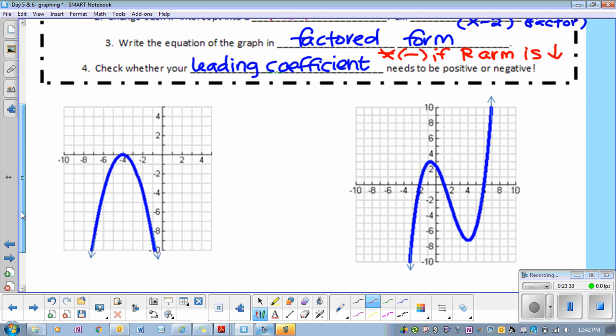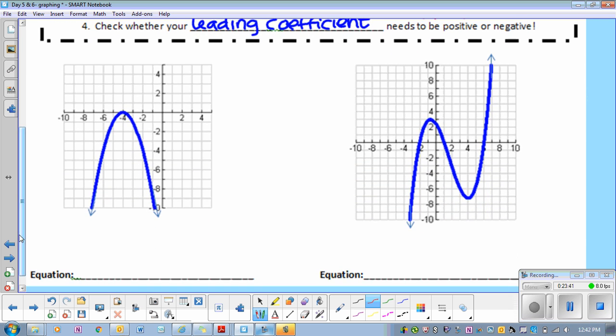All right, so let's take a look at these two. So this one. This is what I'm going to do. Let's go and get our x-intercepts. Looks like it's right here, yeah? Okay, so I'm going to tell myself x equals negative 4. But it bounces off. So this is a times 2 situation, so x equals negative 4, I'm going to write it twice, okay?